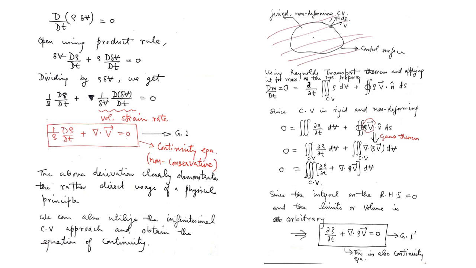Since the control volume is rigid and non-deforming, as I've said, in the first term the time partial derivative can be taken inside, so del rho del t, and then the second term by Gauss theorem can be replaced in terms of the volume integral. By now you are familiar with all this, Gauss theorem and all.